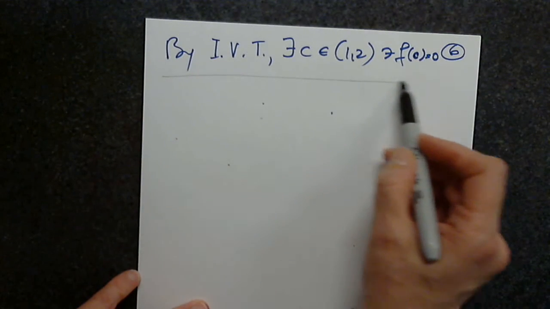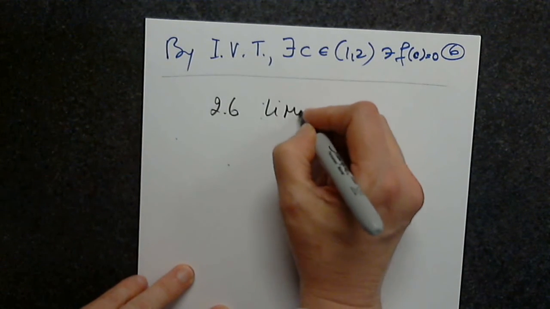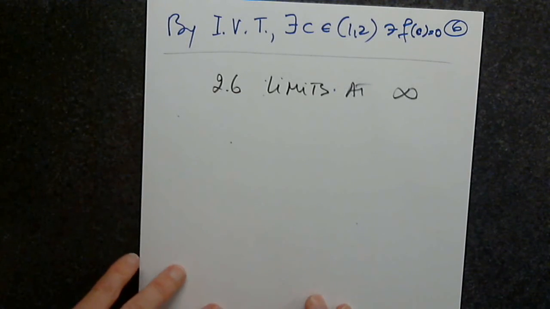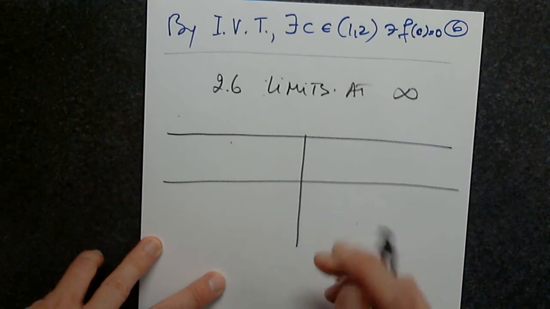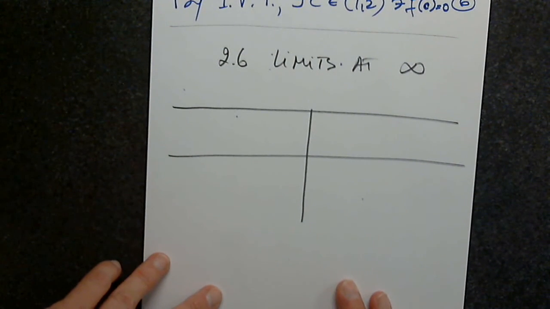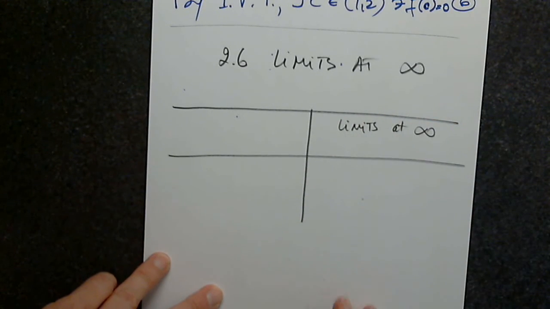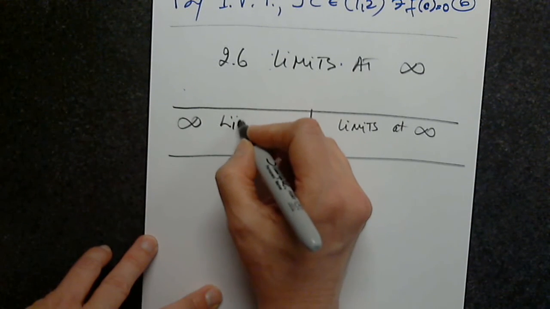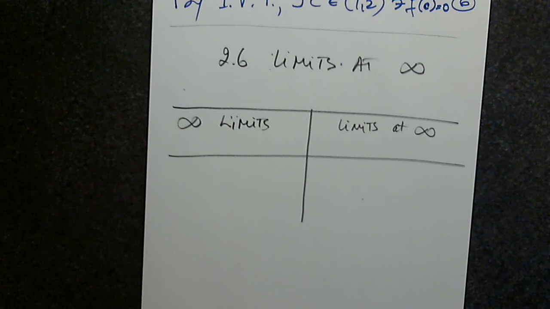So the next in line is 2.6, in which we are talking about limits at infinity. Okay, let's discuss two situations, in which the second one, of course, when we say limits at infinity, it could be negative infinity, it doesn't matter, and infinite limits. And what's the difference? Here's the difference.